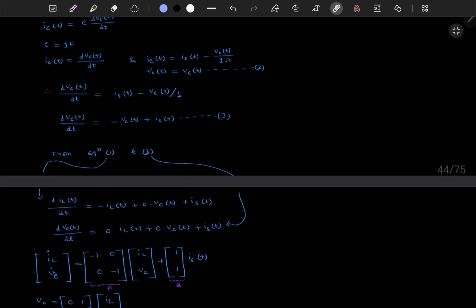Now these are the two equations. In the first equation, we have minus ILT, and then we write 0 times VCT plus IST, just to make it clear. In the second equation, we write 0 times ILT plus these terms. This 0 is actually not correct, so I'm just removing it.